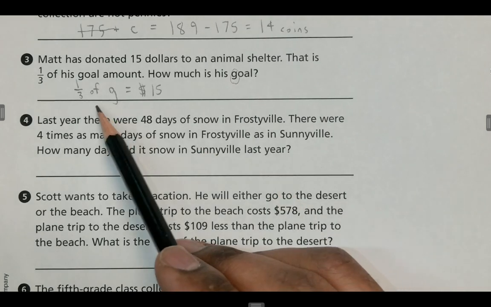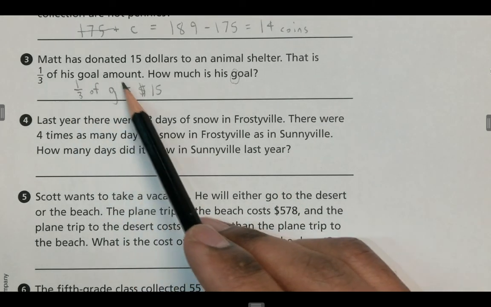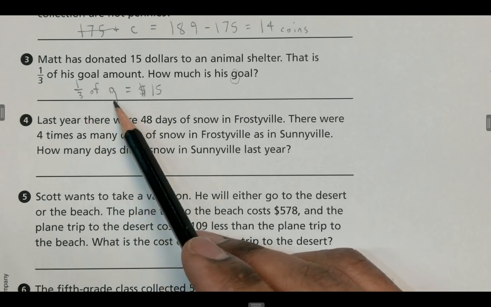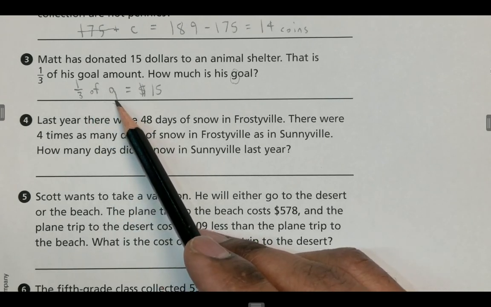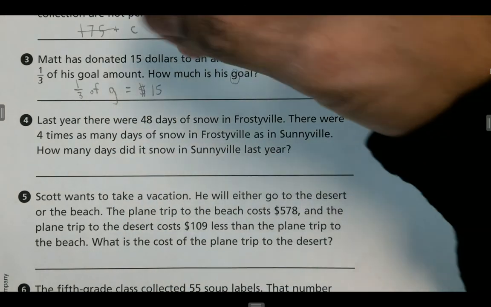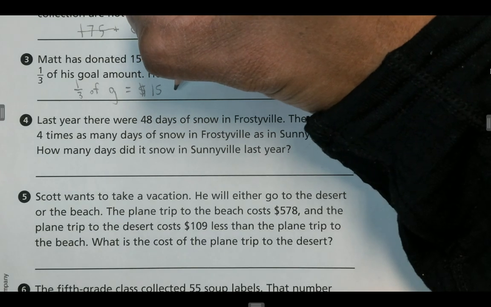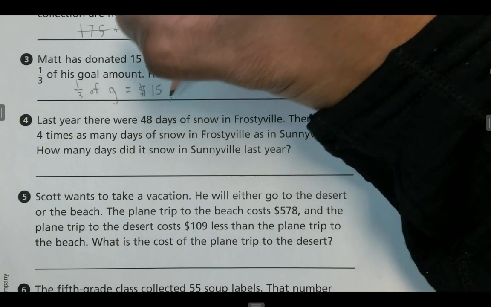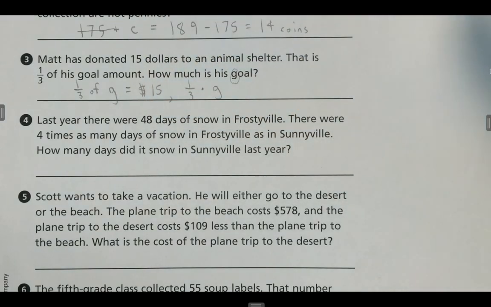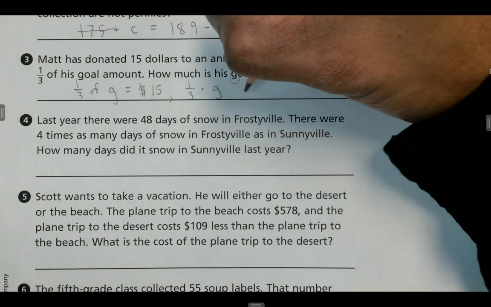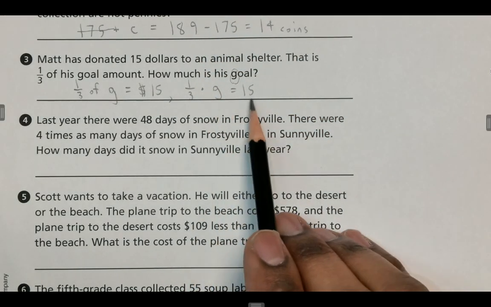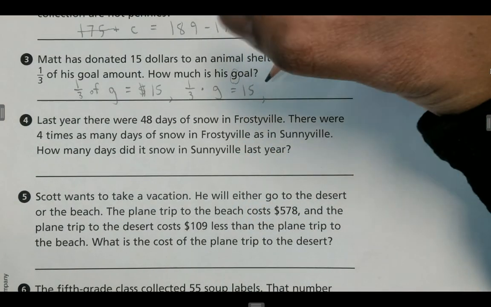How do I adjust this side of the equation so that instead of being 1/3 of G, it's just plain old G? Well, if I multiply this side by 3, look what happens. And actually, let me show this to you first as multiplication. 1/3 of G is 1/3 times G equals 15. Now, look what happens if I multiply this side of the equation by 3 and this side of the equation by 3.